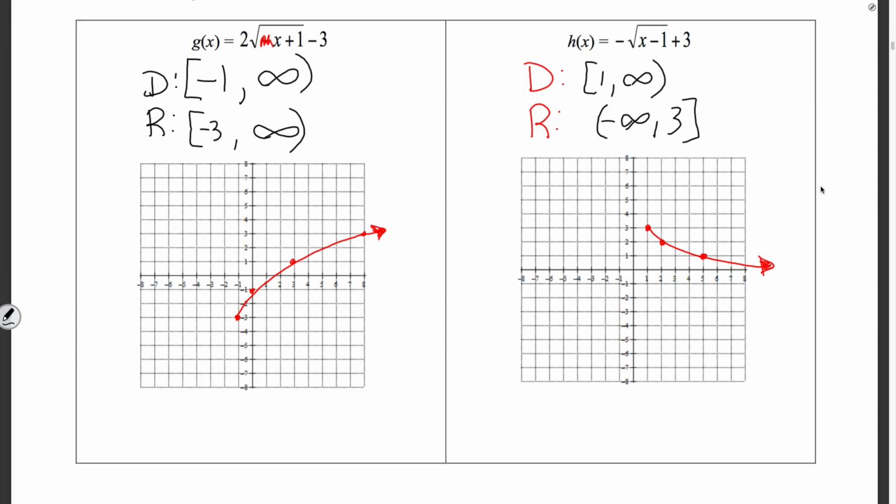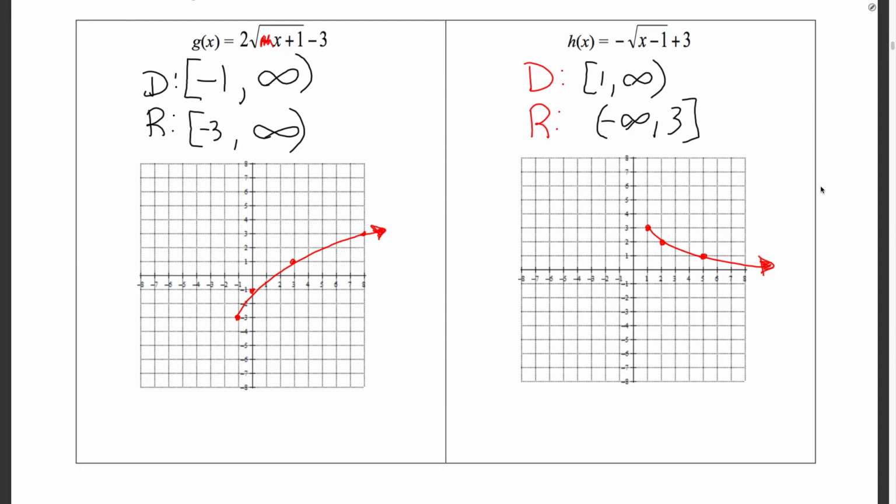Nathan? I think this is for range. Shouldn't it be greater than or equal to 0? Does it go below 0? No.